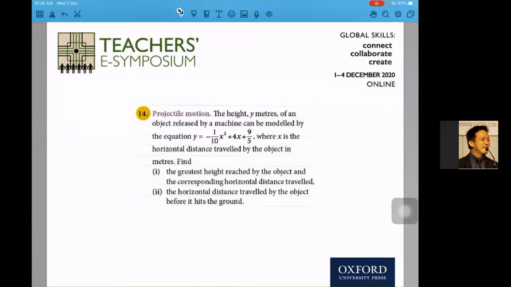What kind of machine is this? Because it's not very high above the ground, it's less than 2 meters. It's only 1.8 meters above the ground when it was first projected. That's what the 9/5 represent, isn't it?